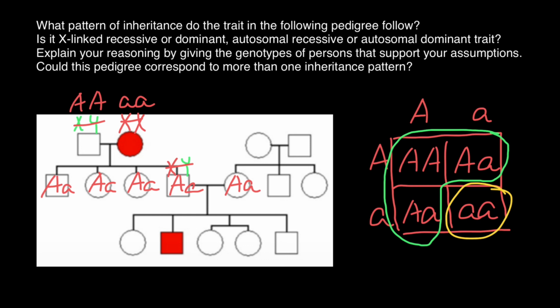So could this pedigree correspond to more than one inheritance pattern? No. We have proved that it can correspond to only one inheritance pattern, which is autosomal recessive. And this is all for today.